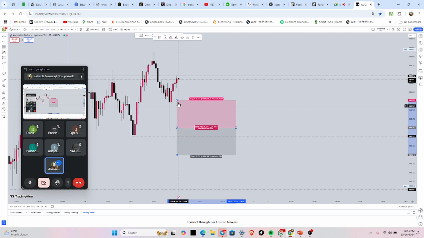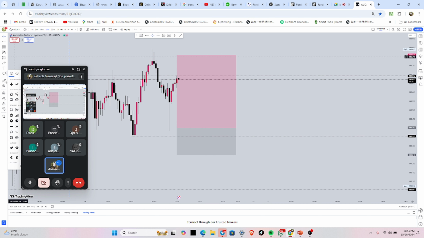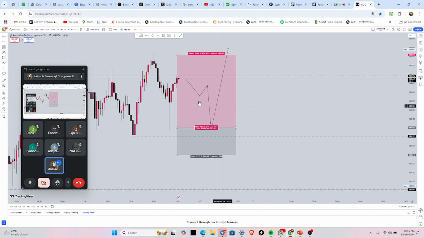Here, what I'm expecting is for the market to trade down a little bit, give me something like this, tap into my entry point, then go higher. That's for a buy limit order.